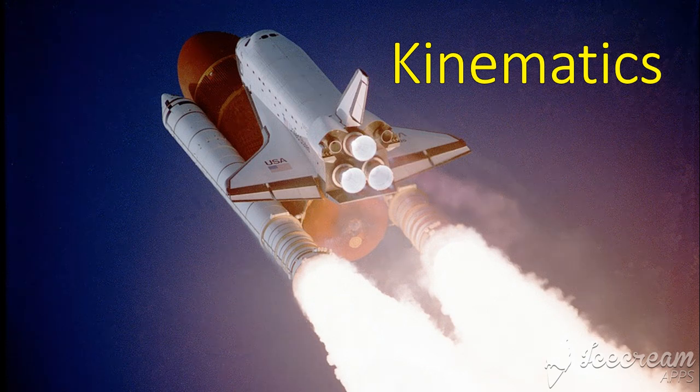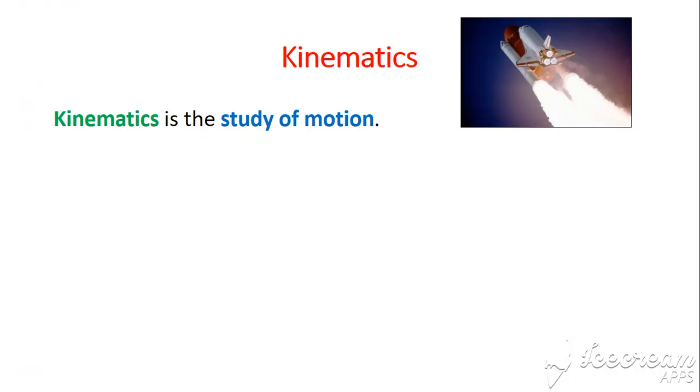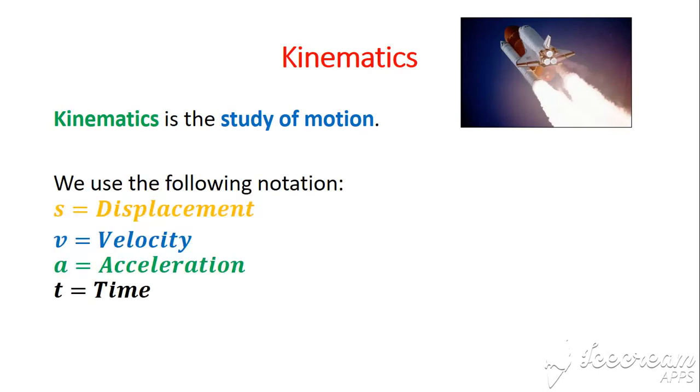In this video, we're going to talk about a topic we brought up in differentiation, a topic about kinematics. Kinematics is the study of motion, and we use the following notation in kinematics. S is displacement, which is a fancy word for distance. V is velocity, which is a fancy word for speed. A equals acceleration, and T is equal to time.